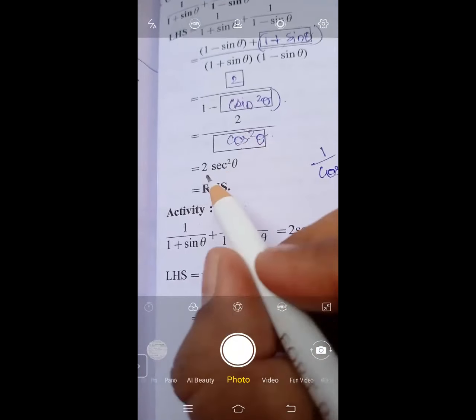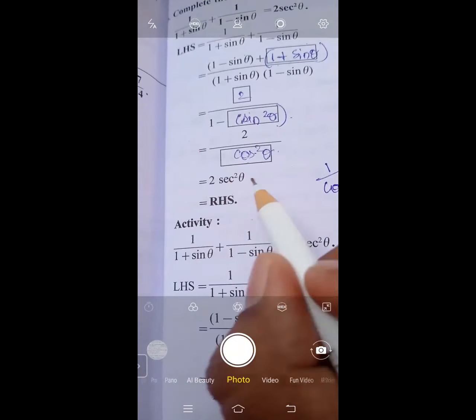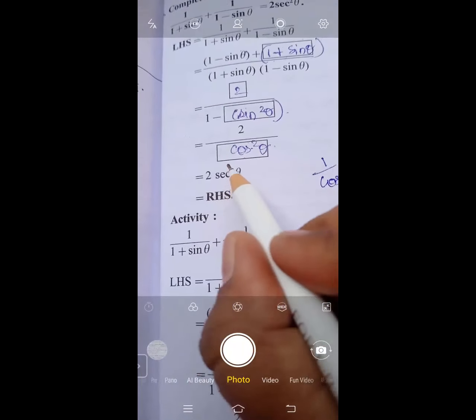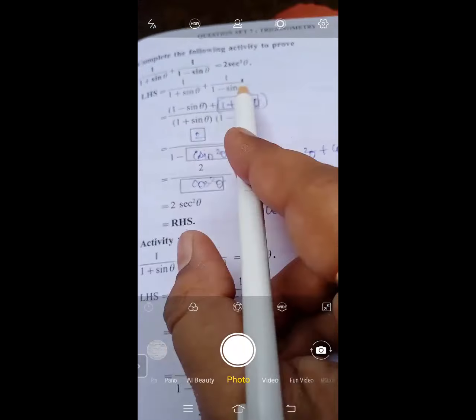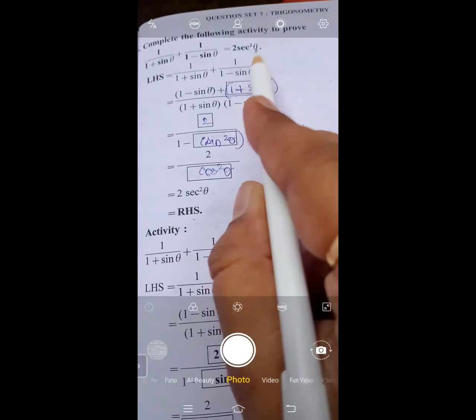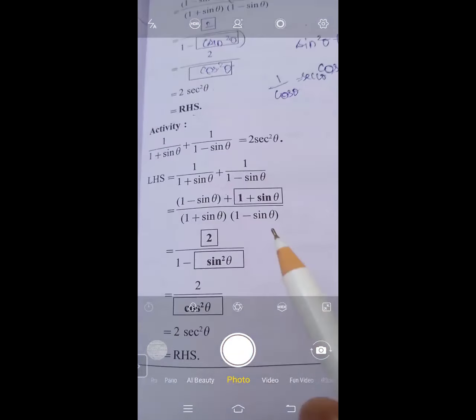Okay, so 2 as it is, 1 upon cos square theta changed into sec square theta, and which is our required RHS. Okay, our RHS was 2 into sec square theta. So you can see this, how they have solved.